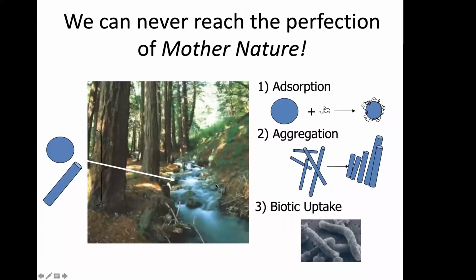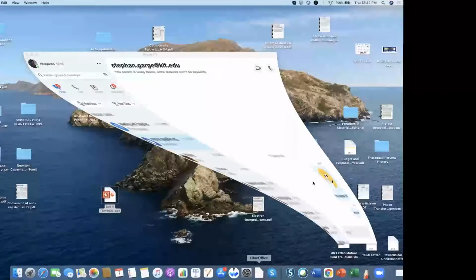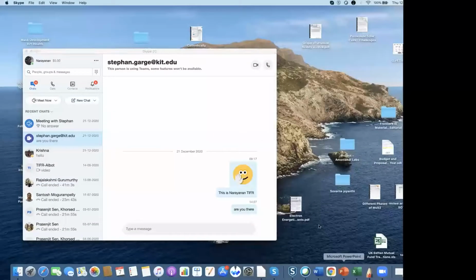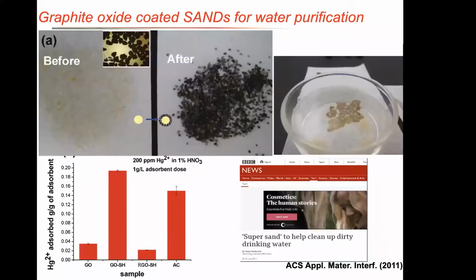It does by these kinds of methods like adsorption, aggregation, biotic intake, as they flow through the forest, for example. So can we use such concepts here? Yes, we can use. That is what we are using in our filtration technology. Exactly what nature does, but it has limitations. Very expensive technology, particularly methods like reverse osmosis, etc.